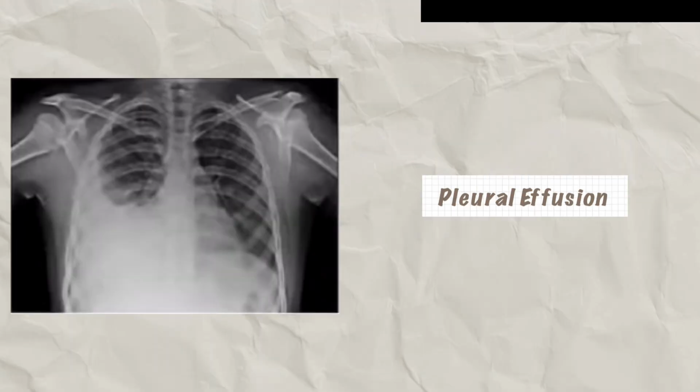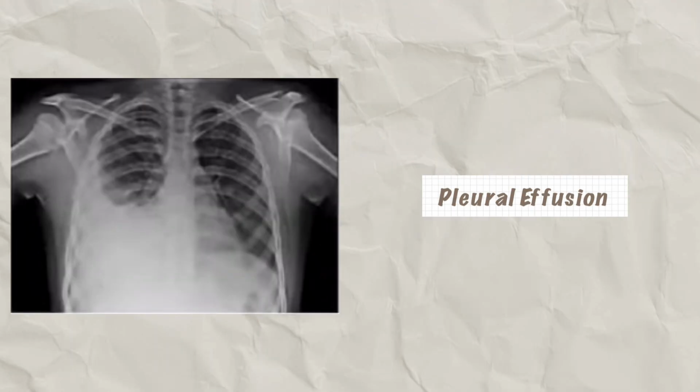Now let us look at this chest X-ray. There is homogeneous opacity seen in the lowest zone of the lung field on one side. The opacity has a smooth concave upper border forming a classical meniscus sign. The costophrenic angle on the affected side is obliterated. The lung markings are not visible within the opacity, suggesting a pleural rather than parenchymal pathology.